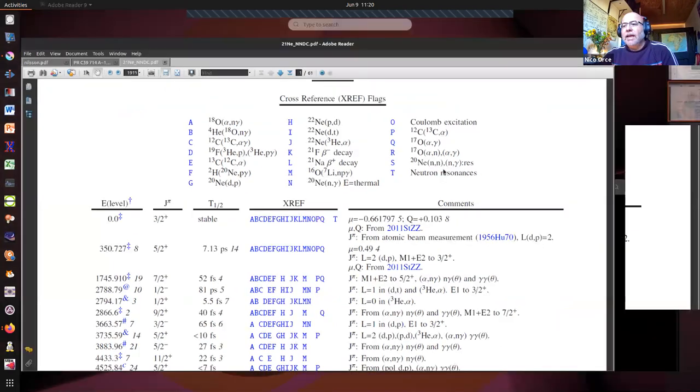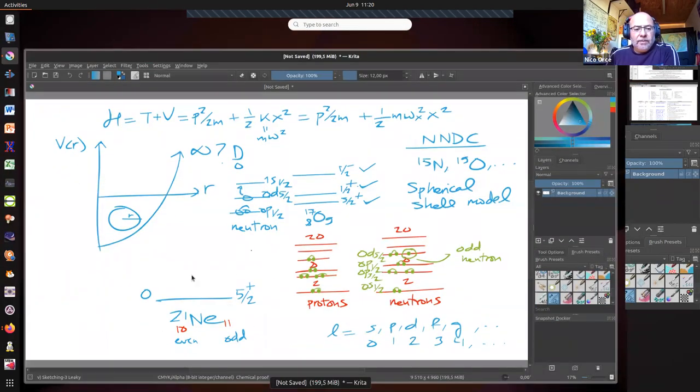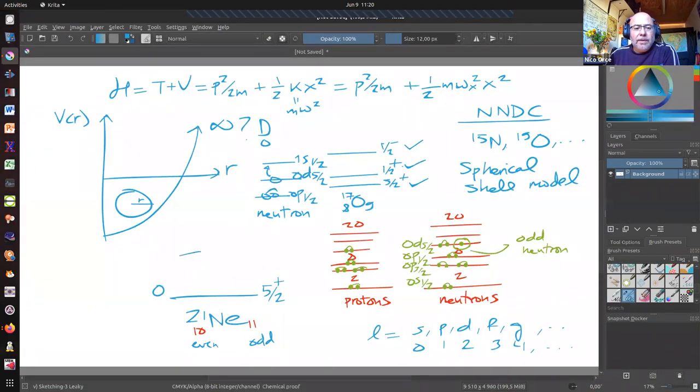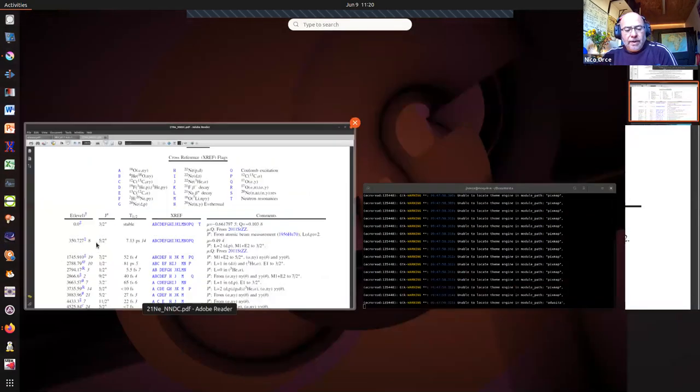So again, let's look at our picture. This is what we expect from the shell model. This is what the theory says. The experiments say that this is a 3/2 plus for neon 21, which has been measured. So we always believe in this one, obviously. And there's a little bit of a gap, and there's a 5/2 plus there. This is the experiment. And this energy is 350 keV or something, 351.